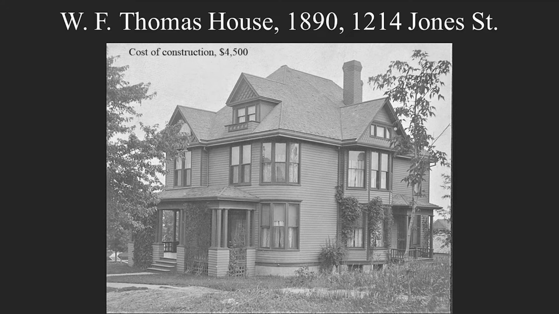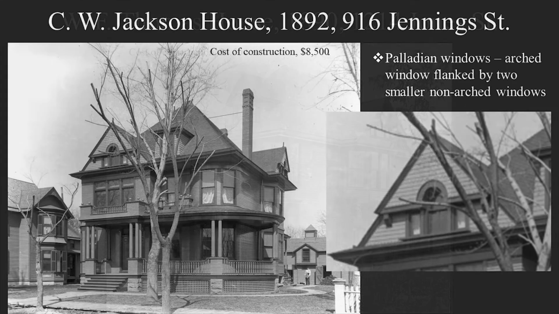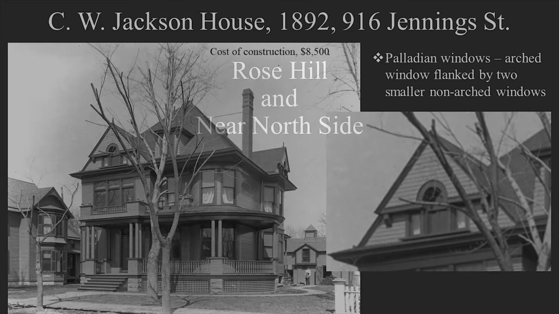You can start to see some of these elements repeating: the irregularly shaped roof, dominant gables, the asymmetry. The C.W. Jackson house, built in 1892, was at 916 Jennings Street. The cost of construction was $8,500. What I want to look at in this image is the Palladian Window. So on the third floor gable, you can see in this image here on the right, you have a large arched window flanked by two smaller windows. That is a Palladian window. We'll also see more of these pop up through the talk.